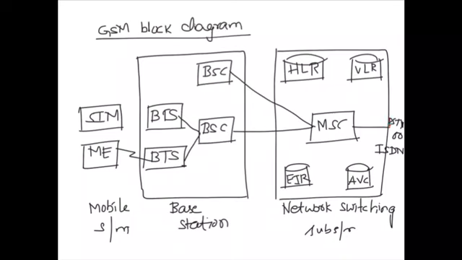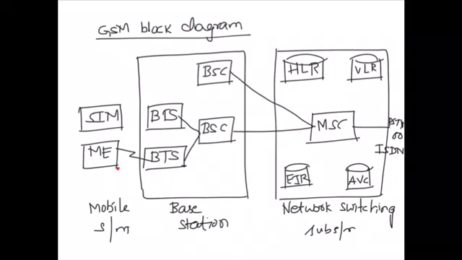Now let us analyze the working of this GSM system. The GSM network architecture consists of three major subsystems: mobile station, base station subsystem, network and switching subsystem. First, let us discuss about mobile station. It is a section of GSM cellular network that the user sees and operates.